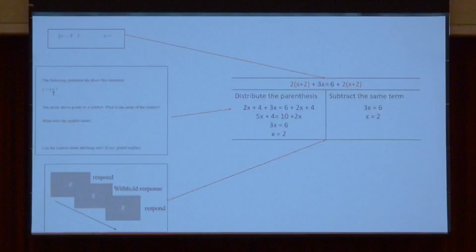So as we may know, if we look at the little column on the right, some math problems can be solved using multiple ways. For example, here we have 2x plus 2 plus 3x equals 6 plus 2x plus 2.